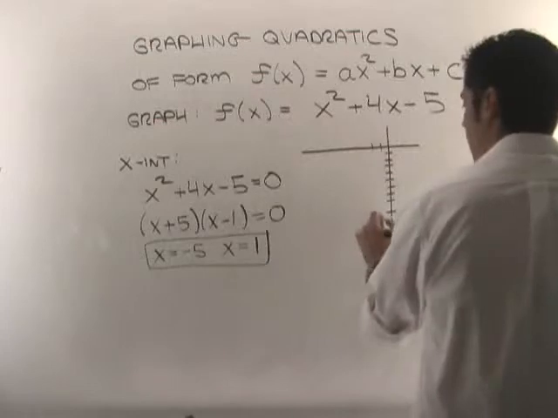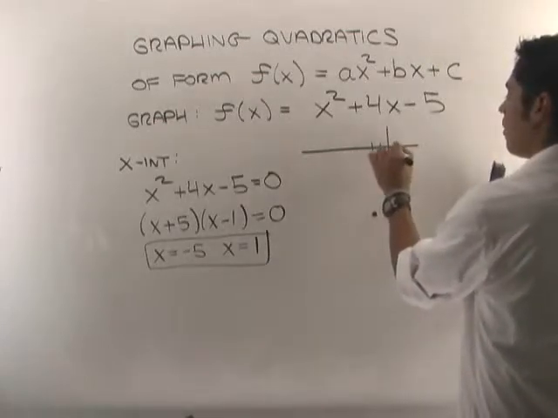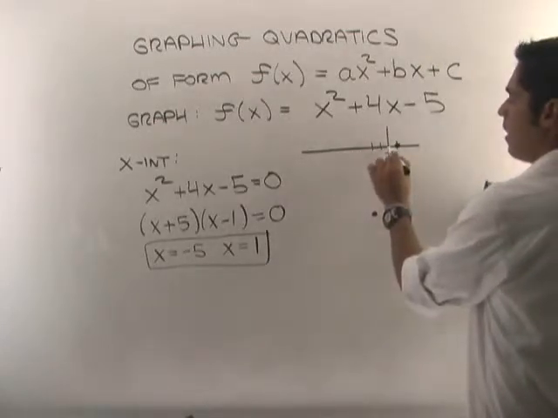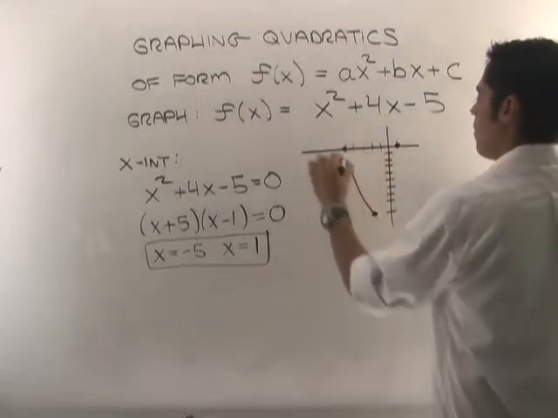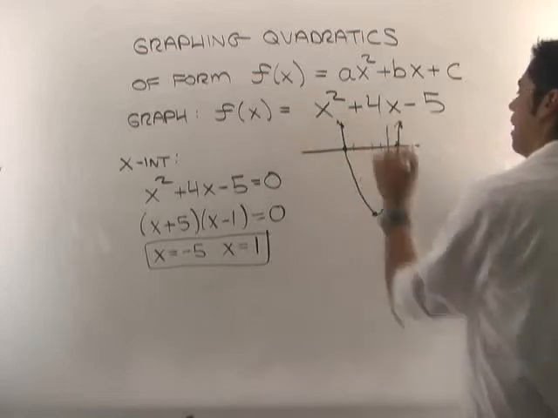So what I do now is I go to my graph, I go to the x value of 1 and put a dot, then go to the x value of negative 5, that's negative 1, negative 2, negative 3, negative 4, negative 5. And now I can just draw my parabola through here, and I've got the graph.